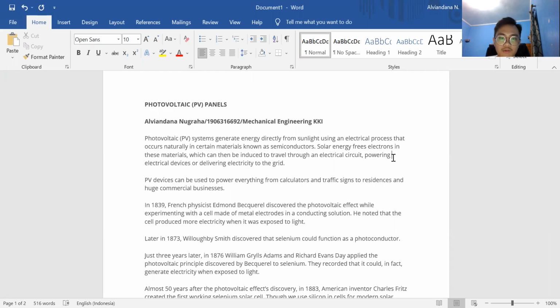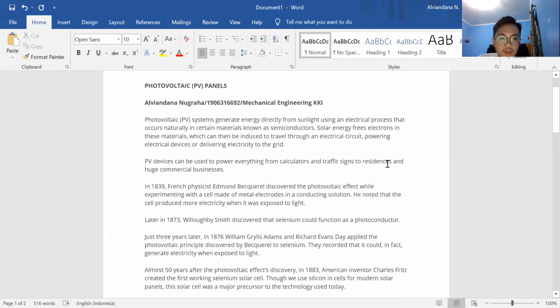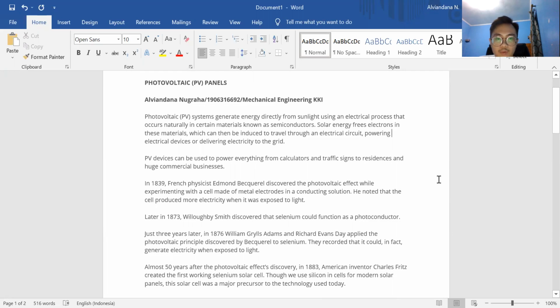PV panels started in 1839 when a French physicist called Edmund Becquerel discovered the photovoltaic effect while experimenting with a cell made of metal electrodes in a conducting solution. He noted that the cell produced more electricity when it was exposed to light. Later, in 1873, Willoughby Smith discovered that selenium could function as a photoconductor. And 3 years later, in 1876, William Grylls Adams and Richard Evans Day applied the photovoltaic principle discovered by Becquerel before to the selenium metal. They quoted that it could, in fact, generate electricity when exposed to light.